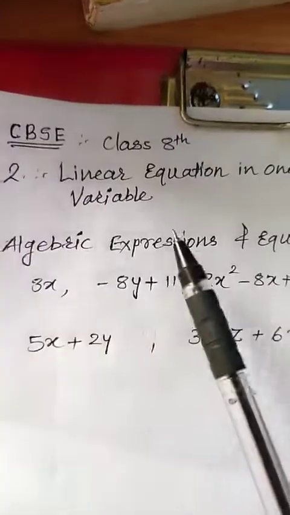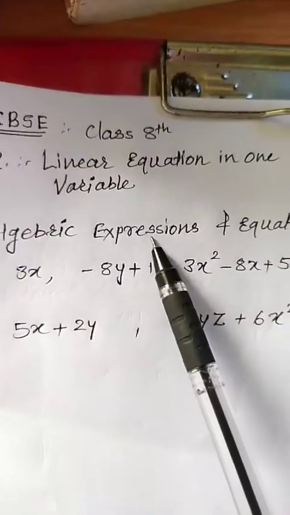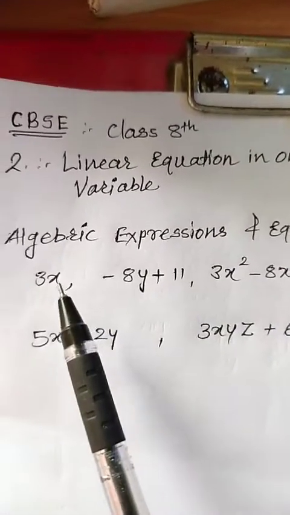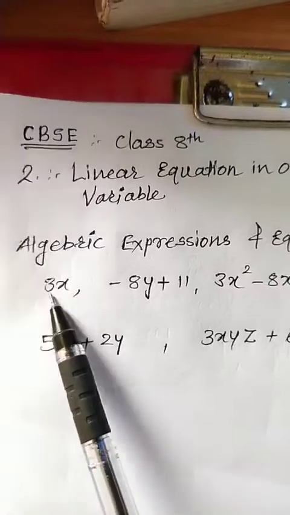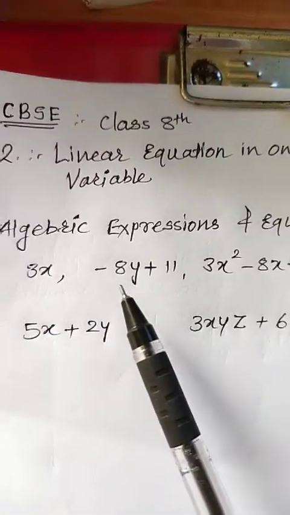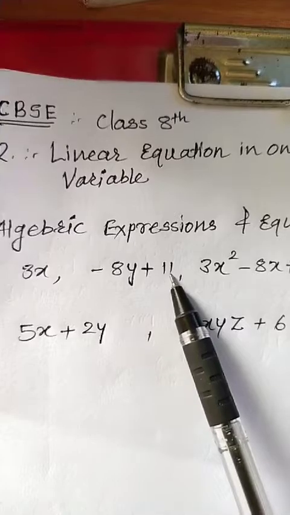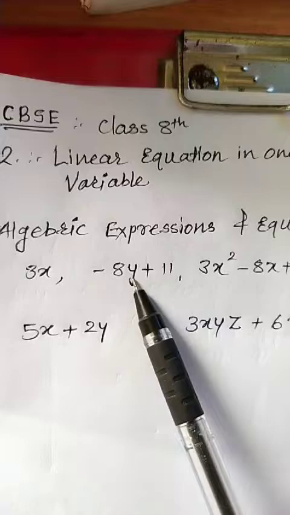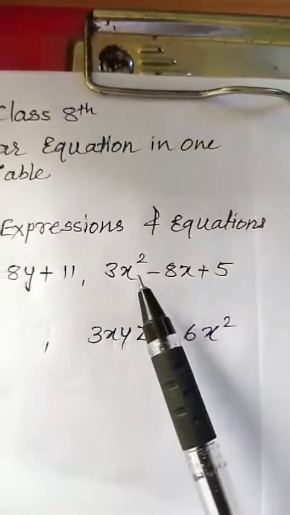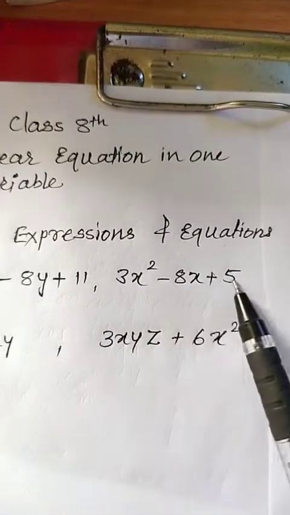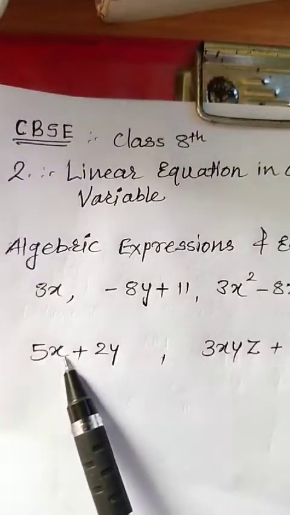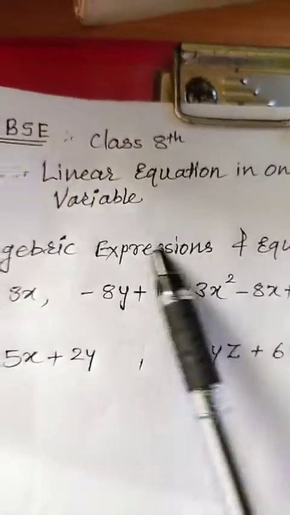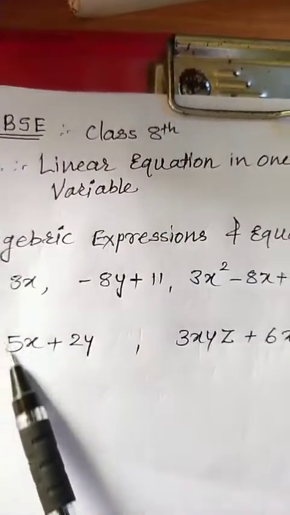There are algebraic expressions and equations, and there is a difference between expression and equation. So we can see what the difference is. I take here some expressions: 3x is the first expression. The second expression is minus 8 plus 8y plus 11, which contains the algebraic variable y. Another expression is 3x square minus 8x plus 5. Then 5x plus 2y and 3xyz plus 6x square. All these are algebraic expressions.